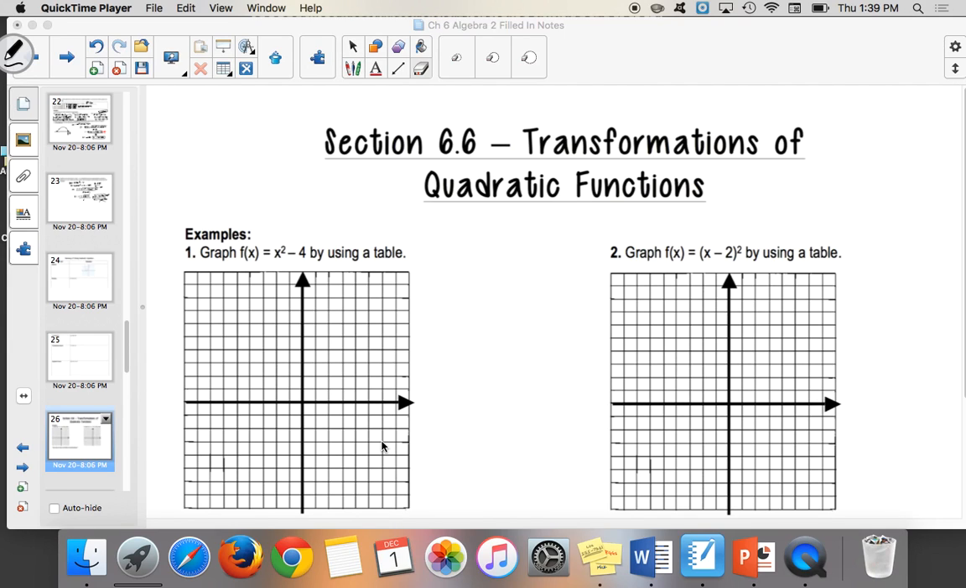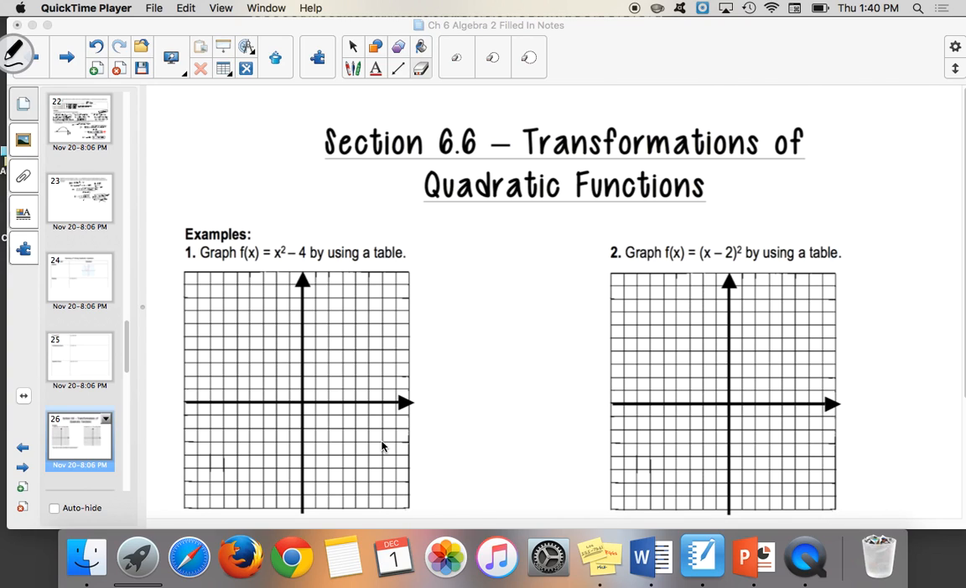Section 6.6 is on transformations of quadratic functions. Transformations is kind of an important concept. We don't do a ton of it in Algebra 2, but you do a lot of it in pre-calc and so on, so it's an important concept to know. Transformations for quadratic functions, meaning parabolas. We're going to talk about parabolas going right and left, up and down, stretching, compressing, and so on.